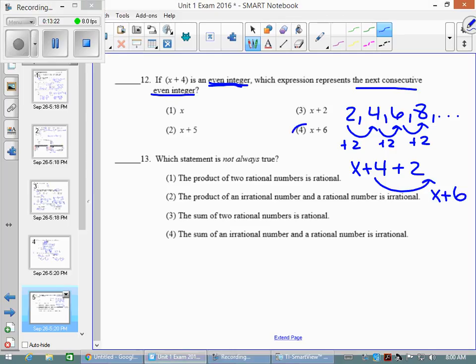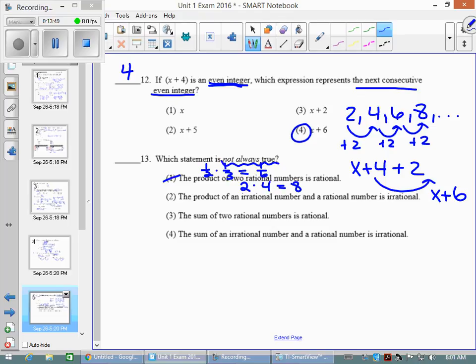Okay, and the last multiple choice question here, which statement is not always true? The product of two rationals is rational. Well, that's true, and if I want to just show an example, 2 times 4, both rational numbers, equals 8, also a rational number. You could take some fractions, 1/2 times 1/3 would give you 1/6. Again, still rational, so this will always be true. We want to look for which will not always be true.